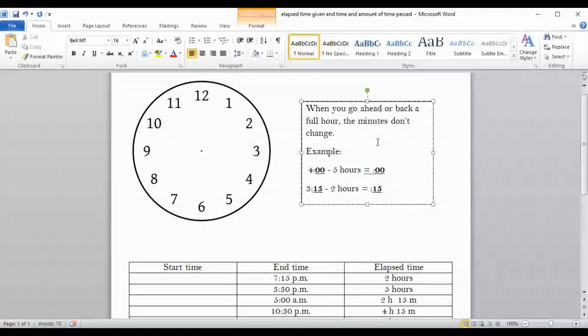We're going to review this concept that we've talked about in the last two videos, that when you go ahead or back a full hour, the minutes don't change. In the last two videos, I've shown you how if you go ahead, the hour changes, but the minutes don't. So I want to show you that example when we go backwards.